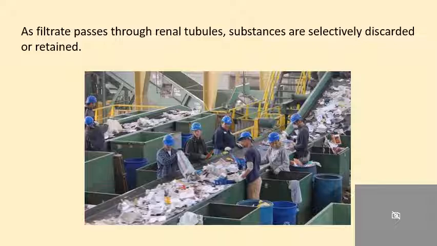And so the workers along this conveyor belt are like the cells that make up the walls of our renal tubules. As filtrate passes through the renal tubules, substances are selectively discarded or retained. The substances that we want to eliminate from the body, we make sure those substances are on the conveyor belt, because whatever's on the conveyor belt, whatever's in the renal tubule, is going to become urine, and that urine's going to leave the body. Substances that we want to keep in the body, we remove from the conveyor belt. Once we get it out of the renal tubule, we put it back into the blood, and those substances stay in our body.